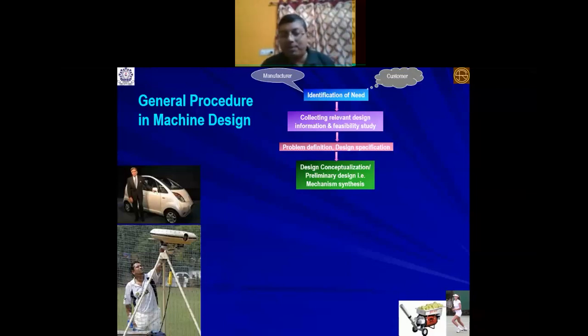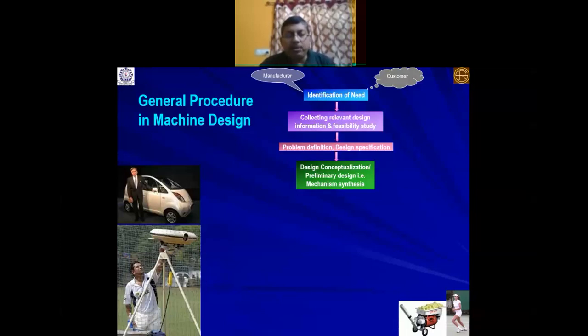So even at the fourth semester level, the student can think that using the slider crank mechanism you can hit the ball. Though it is not used, it is still a good thinking, out of the box thinking, that using the slider crank mechanism we hit the ball. It's a well known mechanism in the undergraduate course, no?